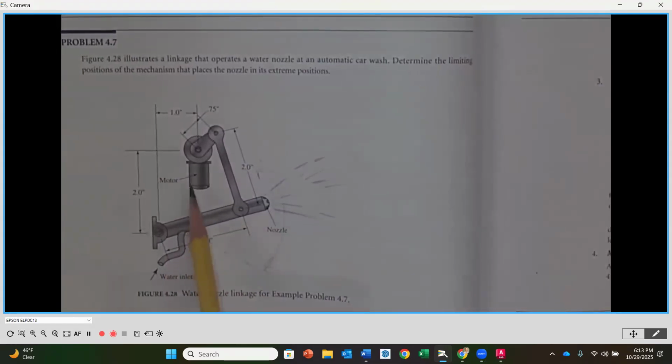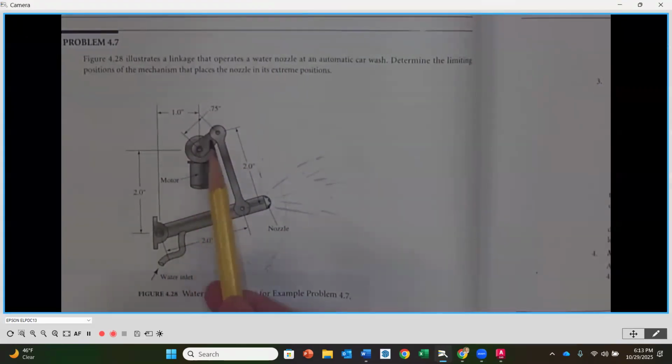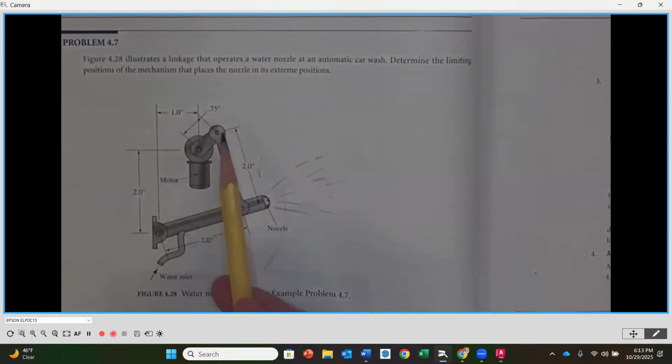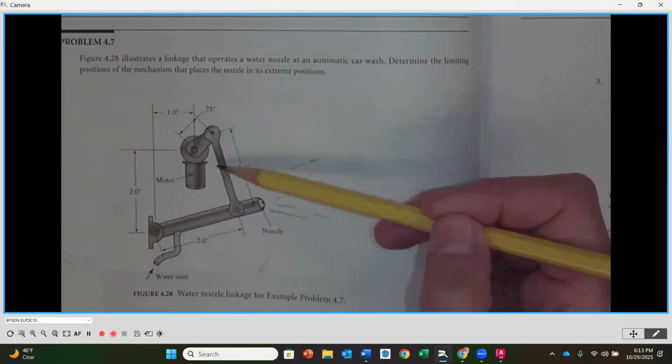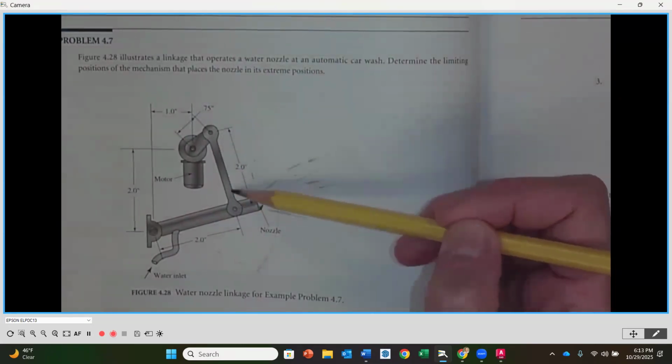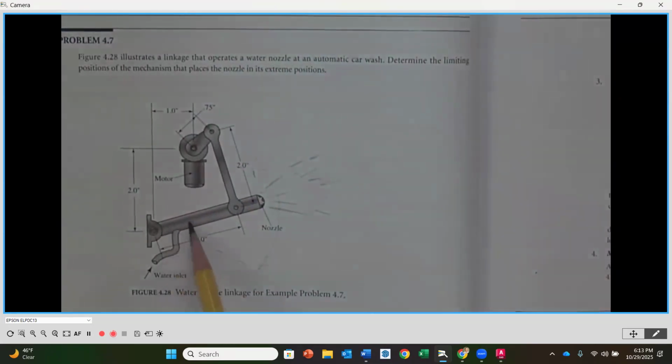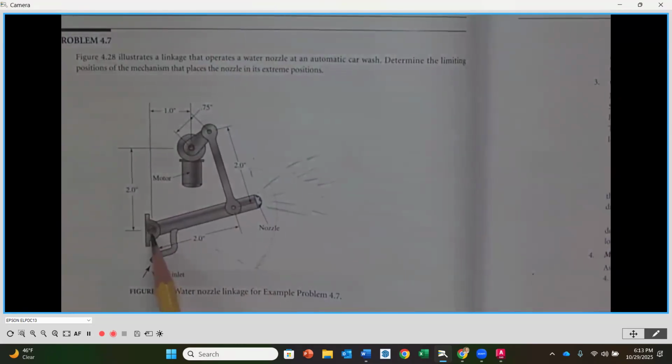As we look here, there's a motor that is connected to the crank. At the center here is going to be our frame. Our crank is going to go around 360 degrees, connected to a connecting rod. And then it's going to take this nozzle right here and oscillate back and forth or up and down. And it's going to have a fixed center back over here.